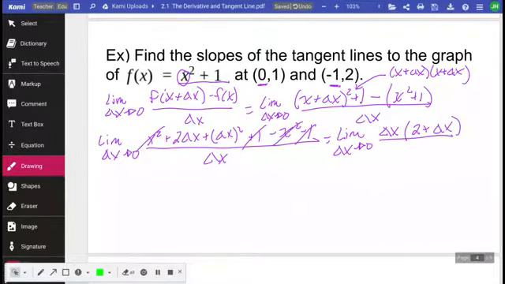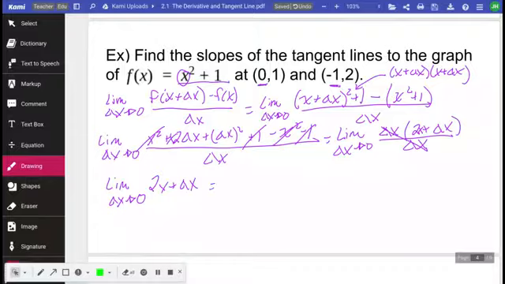Oh, there should be an x here. Squeeze that in there. Okay. All over delta x. So that happens. You don't technically have to write that step. If you can factor and cancel without writing that step, that's okay. So now I am left with the limit as delta x approaches 0 of 2x plus delta x.